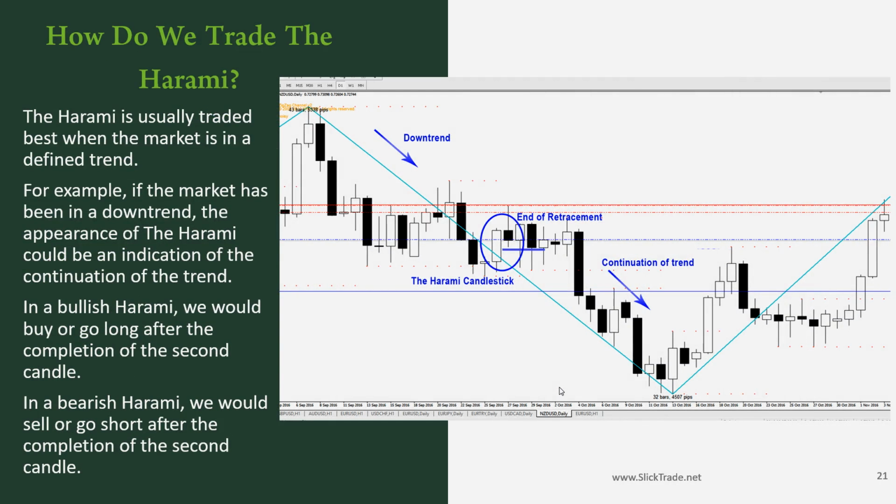So how do we trade it? The Harami is usually traded best when the market is in a defined trend. For example, if the market has been in a downtrend, the appearance of the Harami could be an indication of the continuation of the trend. In a bullish Harami, we would buy or go long after the completion of the second candle. In a bearish Harami, we would sell or go short after the completion of the second candle.